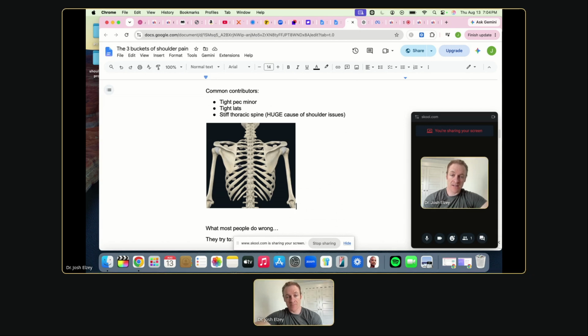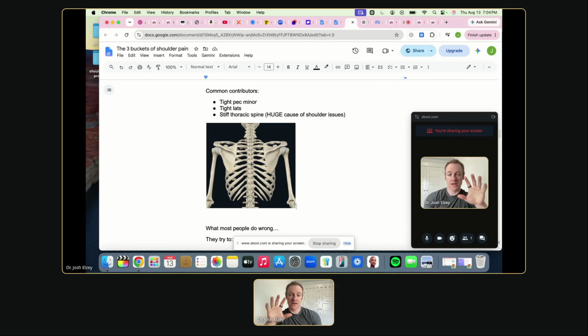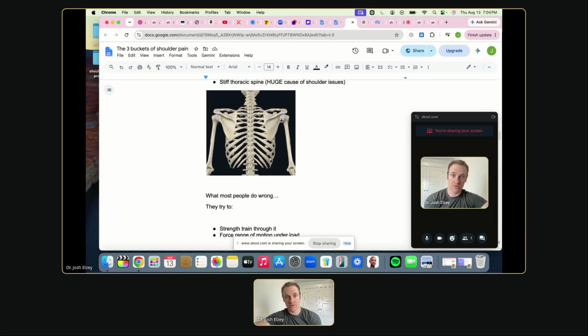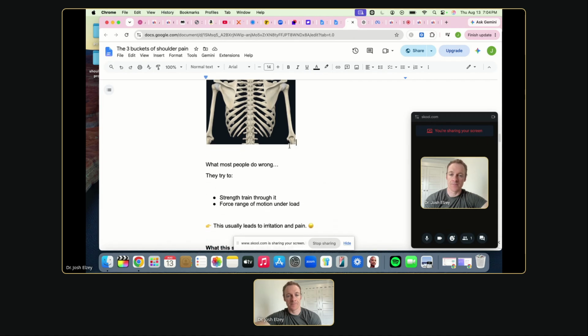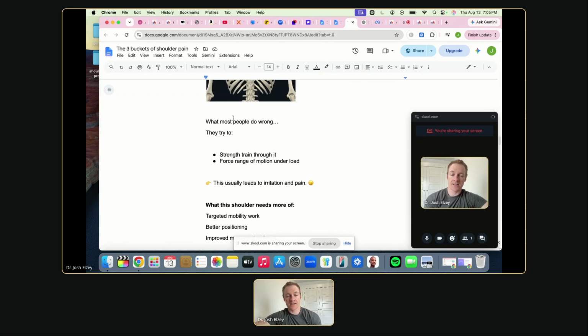If this region of the body is not moving well like it should, that's going to have a ripple effect on how the shoulder blades are able to move, and then a downward trickle towards how the shoulder actually moves and feels. So what most people do wrong is just try to train through it or force range of motion under load. That's definitely asking for problems.